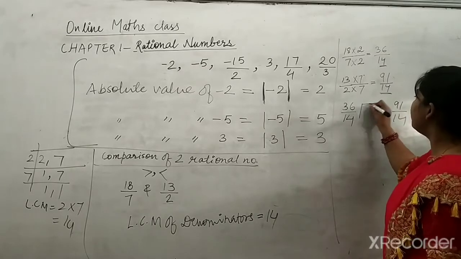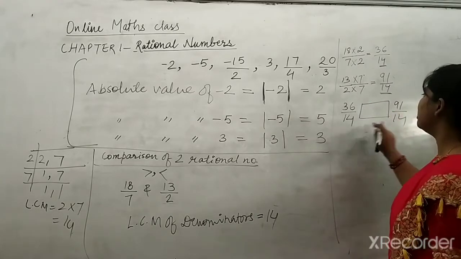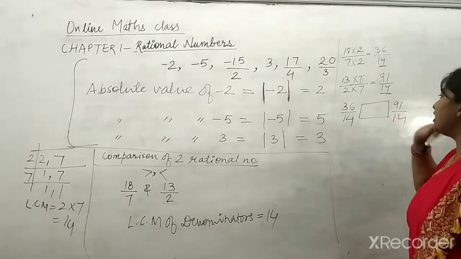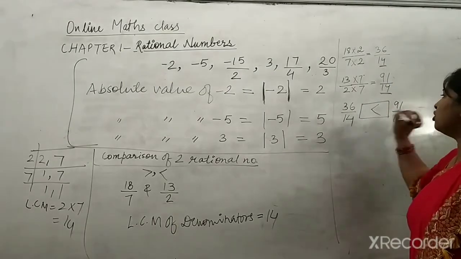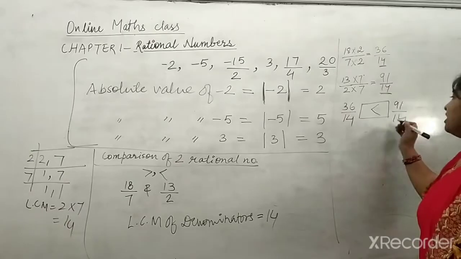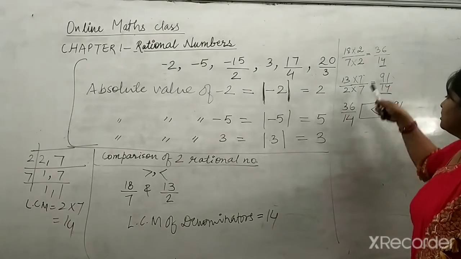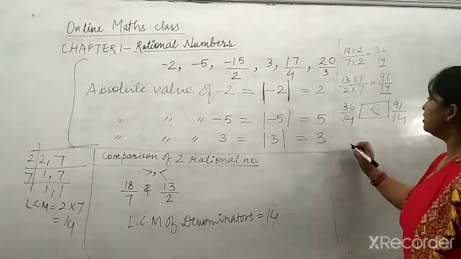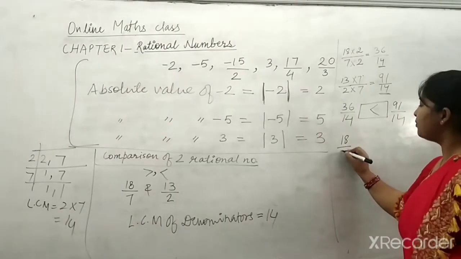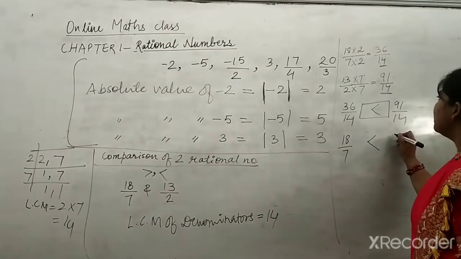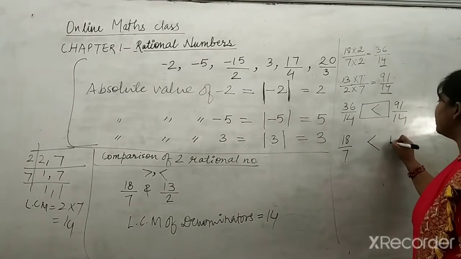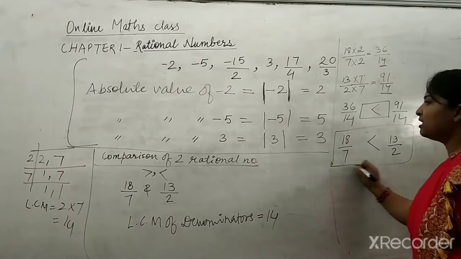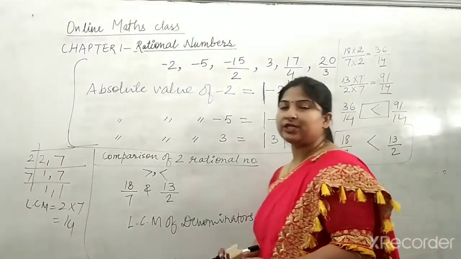So tell me which number is bigger. Since the denominators are the same, check the numerator. 36 or 91, which one is bigger? 91. So which number is bigger? This one. Now come to the original form. What was 36 upon 14? 18 upon 7. So your 18 upon 7 is less than 91 upon 14, which is 13 upon 2. So this is your answer. This is a comparison of two rational numbers.